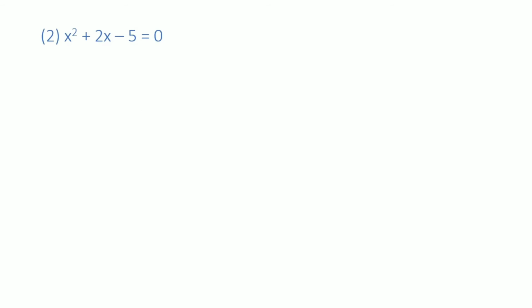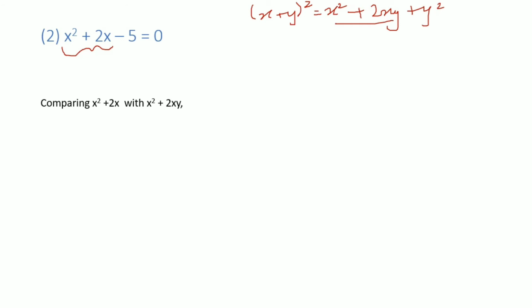x square plus 2x minus 5 is equal to 0. As always, first we are going to check whether it is in standard form. So yes, it is in standard form, ax square plus bx plus c form. So there is no problem here. We are just going to proceed further to the next step, and we are going to compare this with x square plus 2xy. Yes, remember the expansion, x plus y the whole square, will be x square plus 2xy plus y square. So we are going to compare 2x with 2xy and find out y square, right?